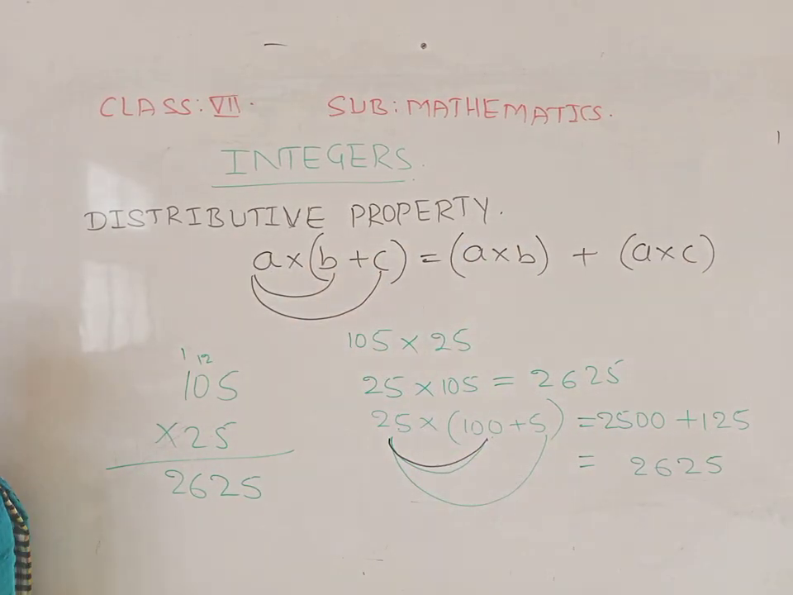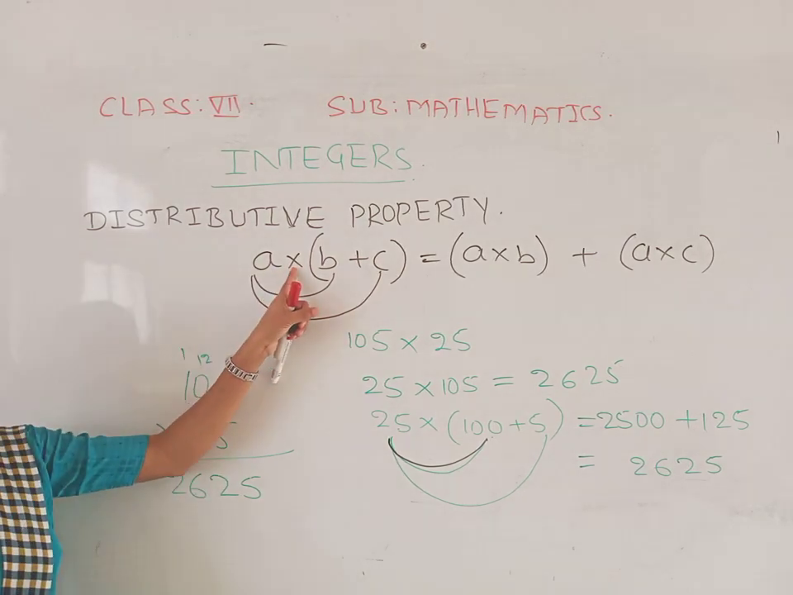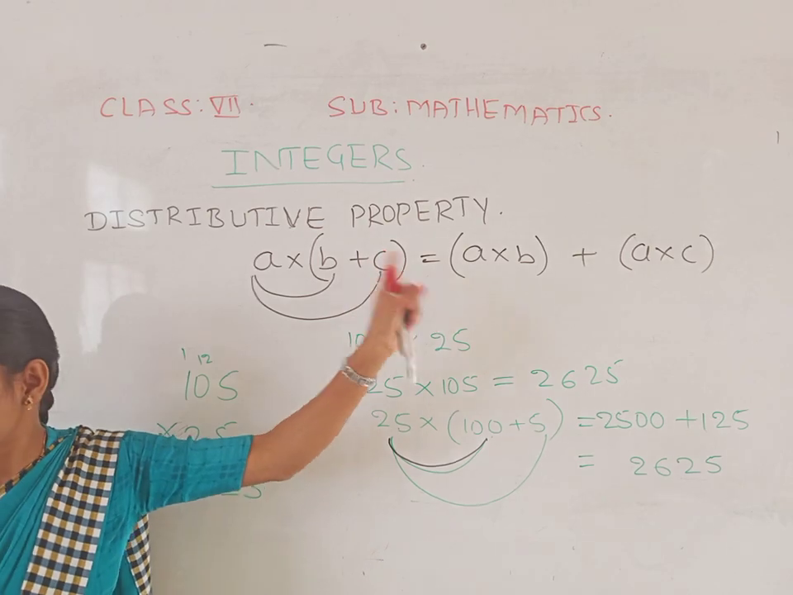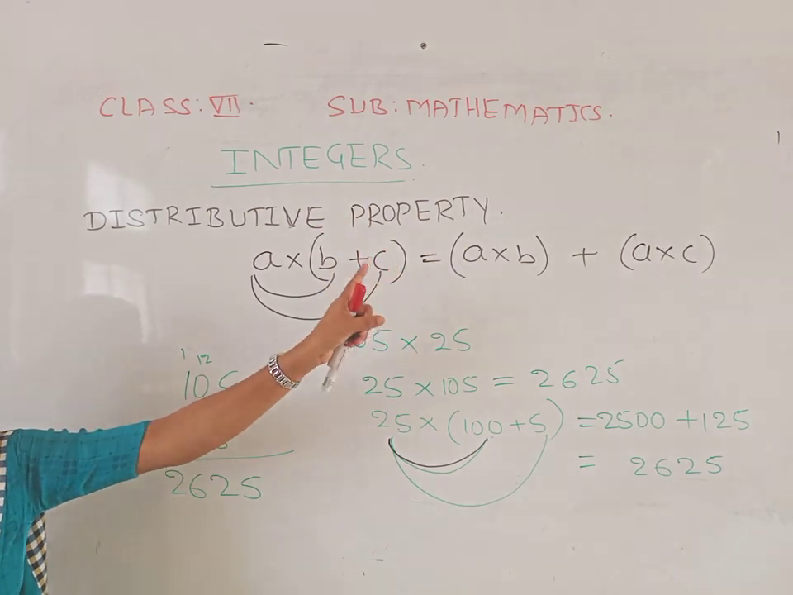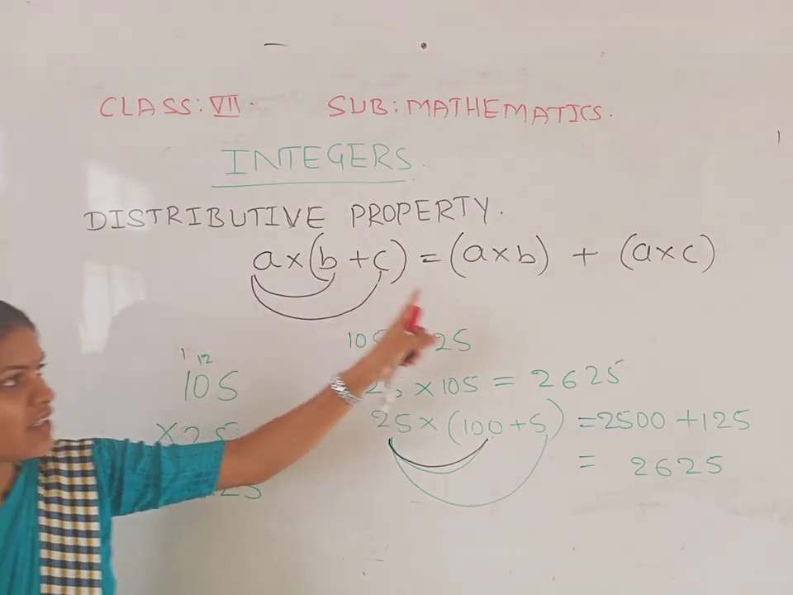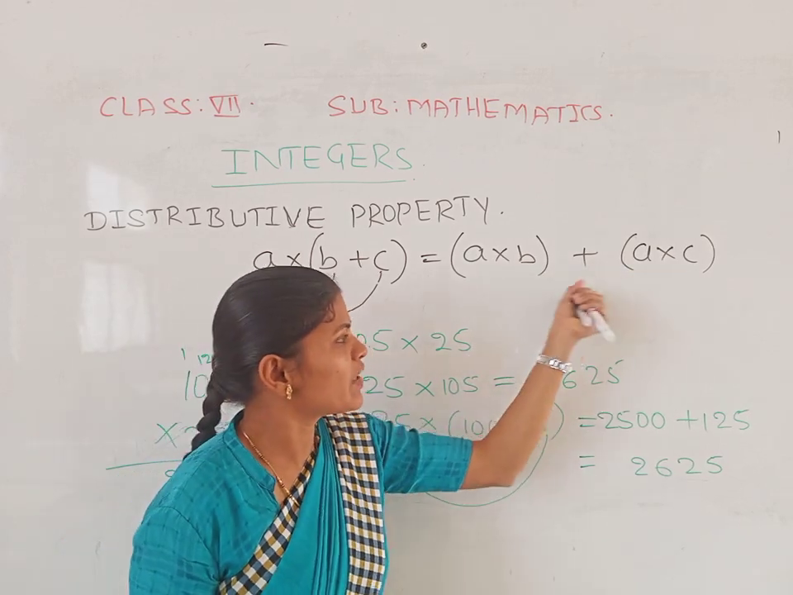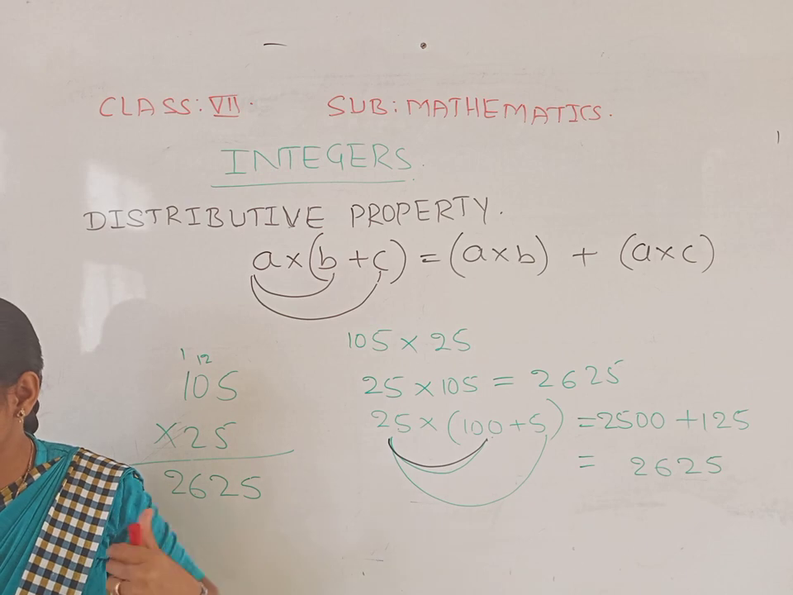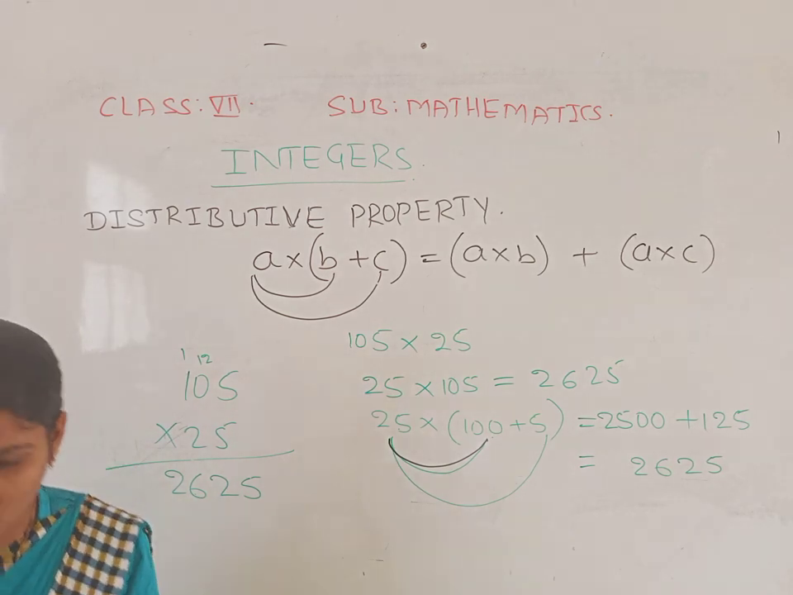So what is this distributive property here? A into the bracket B plus C is equal to A into B plus A into C. We can split the second number, then separately multiply, then finally add the products, and that is also the same. Shall we take one more example here?